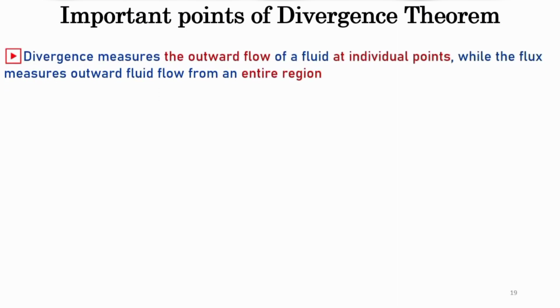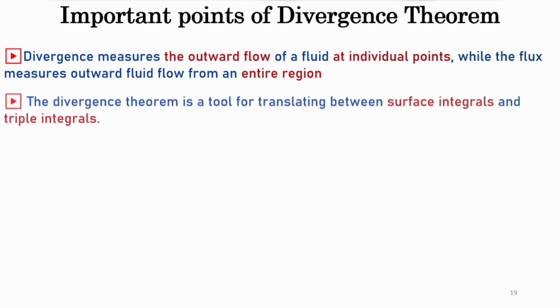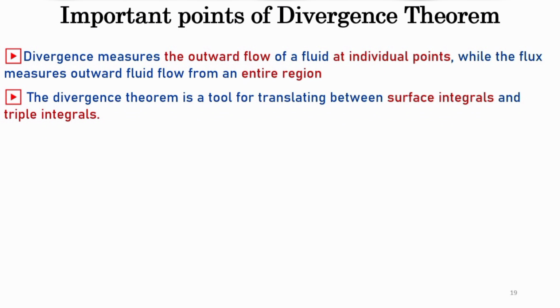First of all, the divergence measures the outward flow of a fluid and the flux measures the outward flow from an entire region. Second, the divergence theorem is a tool for translating between surface integrals and triple integrals. Remember that sometimes integrals become so messy, so huge, that it is very important that we know the divergence theorem. It makes things much easier for us.